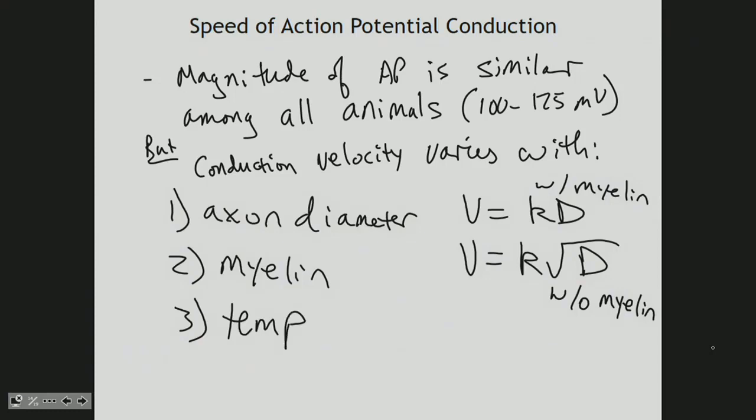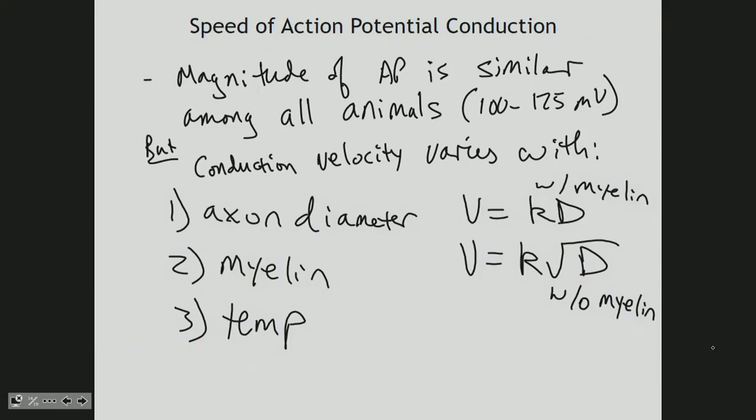So temperature itself, you have faster speed of action potential propagation with higher temperatures. Q10s for this are about 2, like what we've talked about before. So you can sort of think about that. And if you think about what this means for homeotherms versus other organisms, you end up with faster action potentials in homeotherms, so organisms that are maintaining a constant body temperature at an elevated rate with respect to the environment.